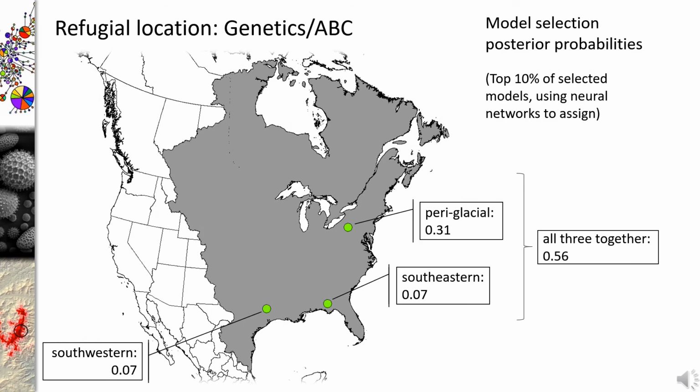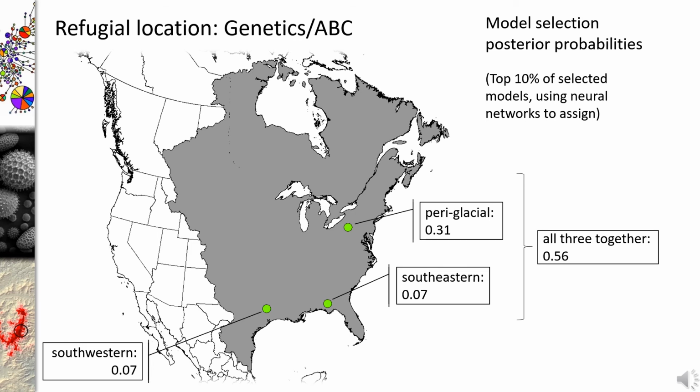So now let's see what ABC says about the location of refugia. Of the top 10% of the models that best matched our data, only about 7% began with a refuge in the southwest and another 7% began with a refuge in the southeast. 31% of those simulations began with a paraglacial refuge in the north. However, 56% of the simulations began with all refugia together. Now, it's not that we're asserting that the actual refugia were in these locations. A more robust interpretation is that a single refugia model is not very well supported, and at least one of those refugia was paraglacial. Now, these simulations are so far fairly generic in approach.